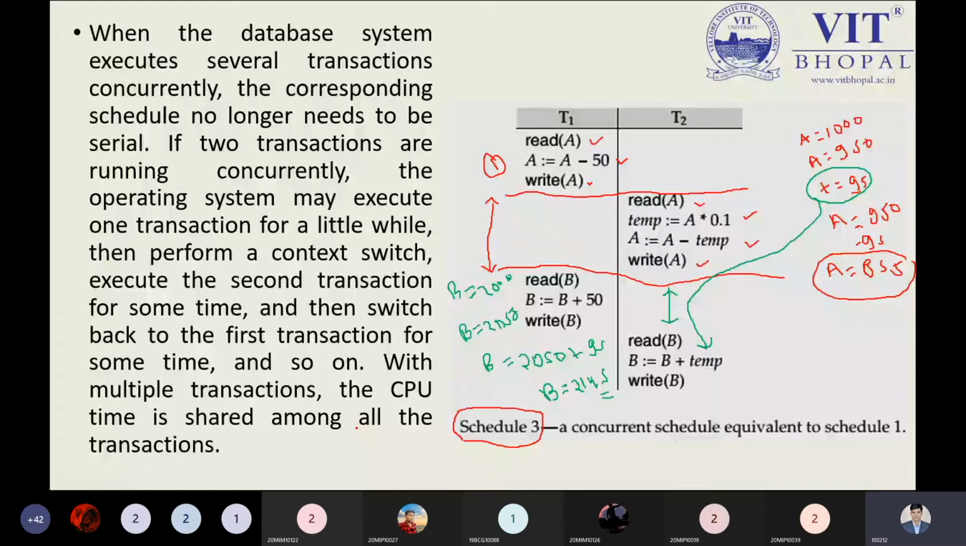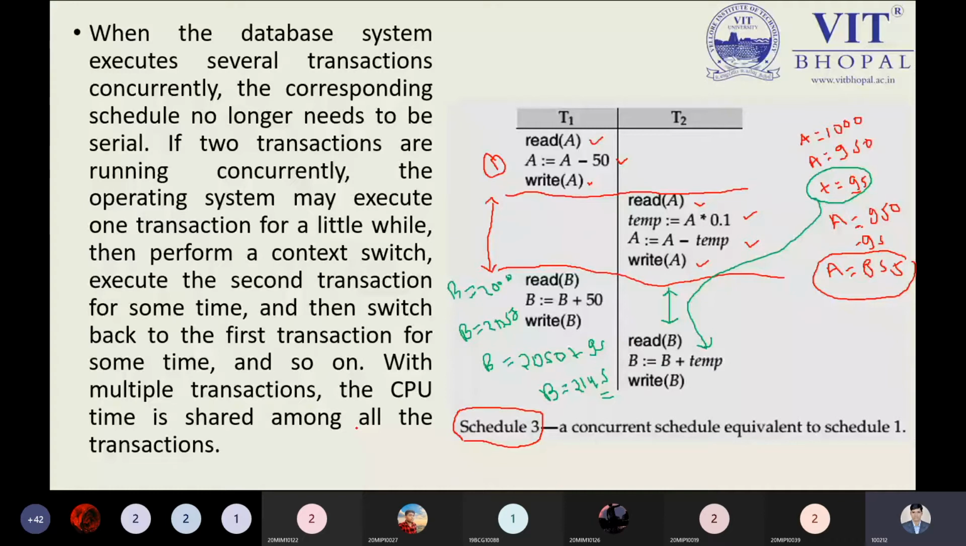So that is the point you have to keep in mind. This is to be done by the read and write operation. Before writing, if you try to read, it will give the same value, but after writing, it will give the updated value. So read B I am using right now, and it will say you are using 2050 rupees.